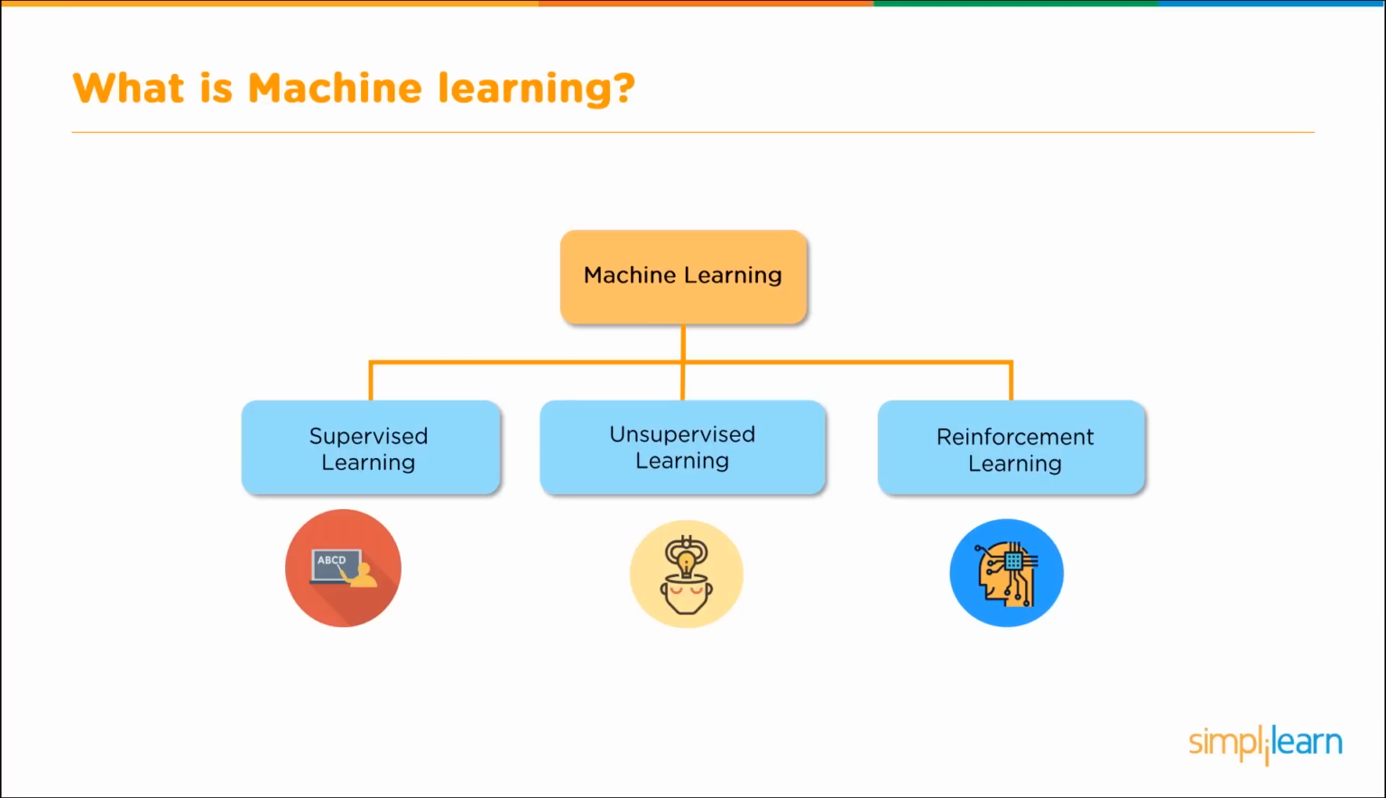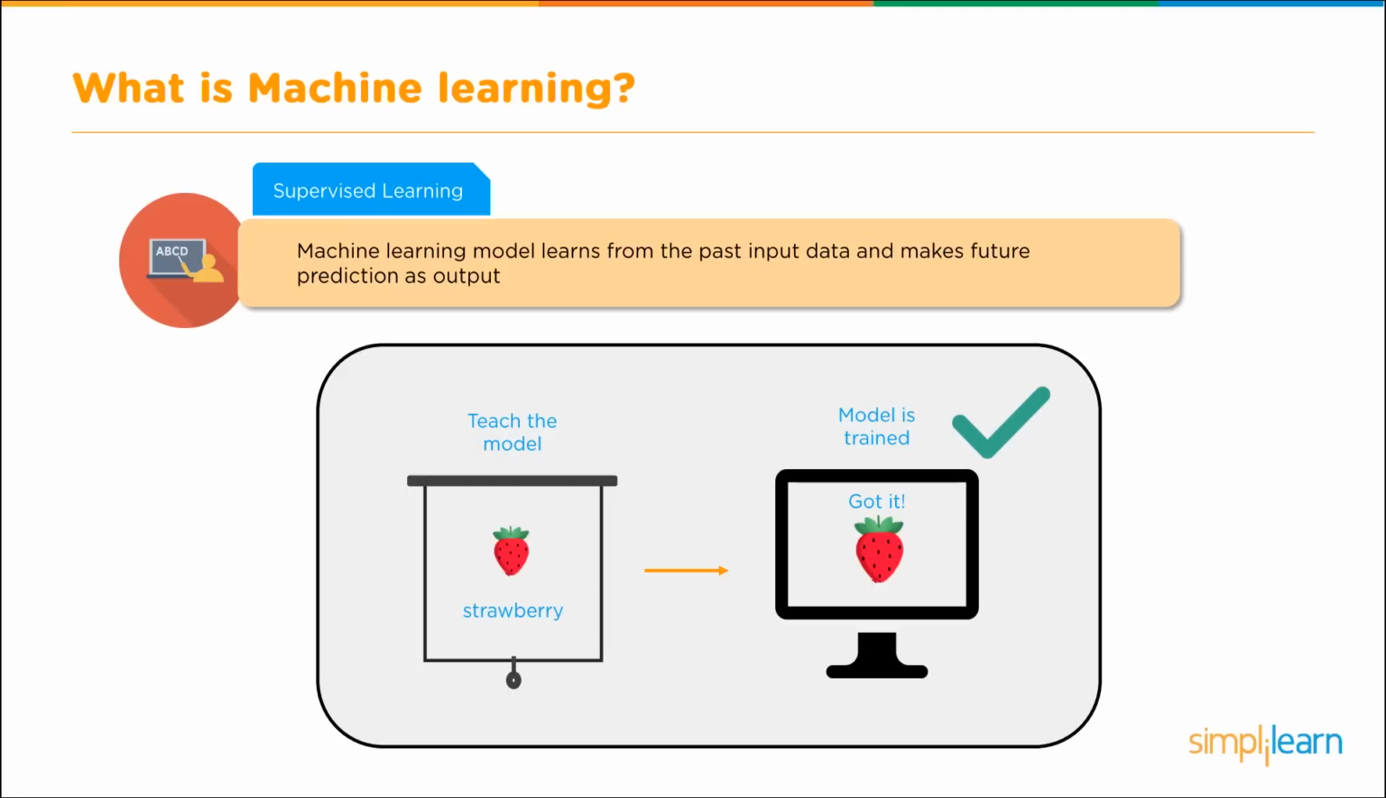Let's start with what is machine learning, and even more specific, where does the support vector machine algorithm fit in? The biggest split in machine learning is between the 3 categories: supervised learning, where we have data and we can train it; unsupervised learning, where we're just guessing at what we can make sense of the data; and reinforcement learning, where we reinforce a good or bad behavior. Since the SVM is specific to supervised learning, the machine learning model learns from past input data and makes future predictions as output. So we teach the model what a strawberry is, and once the model is trained, it can identify a strawberry. That's what's meant by supervised learning.